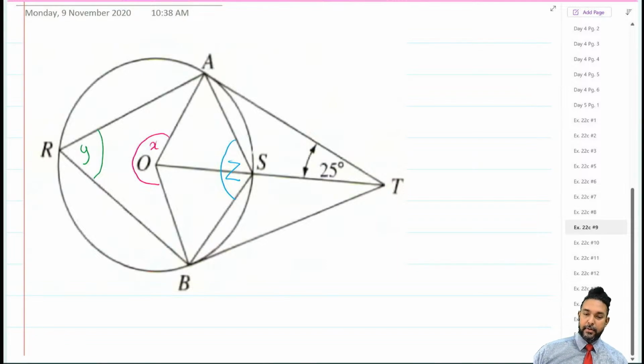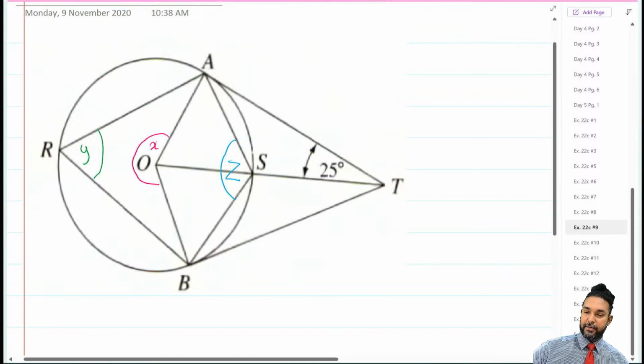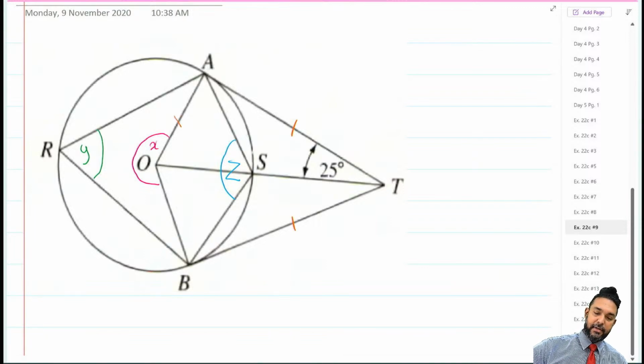All right. Just to put in some little extra things here. Correct? So those two lines are equal, TA and TB. Yeah. OA and OB are radii, so they also are equal in length. Right. And we know that the angle here is 90 because it's between a tangent and a radius. And down here at B is also 90 degrees.